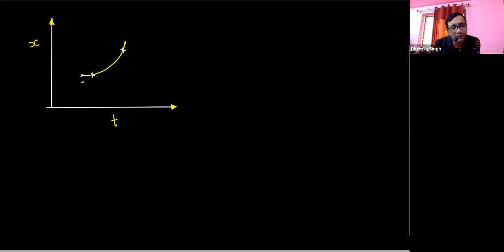Anyways, so suppose this is point A, this is point B. Fine. You need to graphically show how the average velocity looks like. Where is the average velocity? If I have given you the location of A and location of B, graphically you have to show how the average velocity looks like, all of you. Average velocity is total distance by total time.